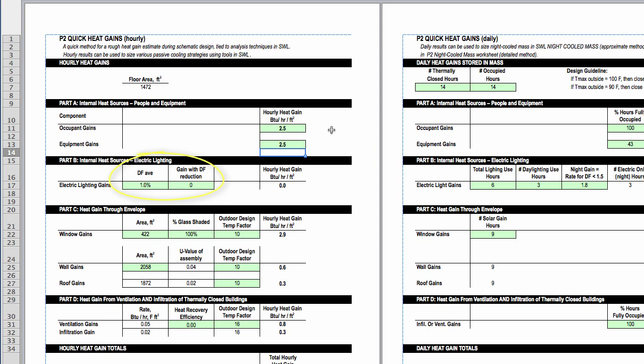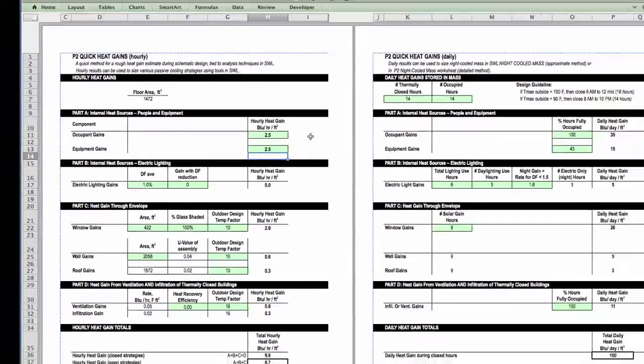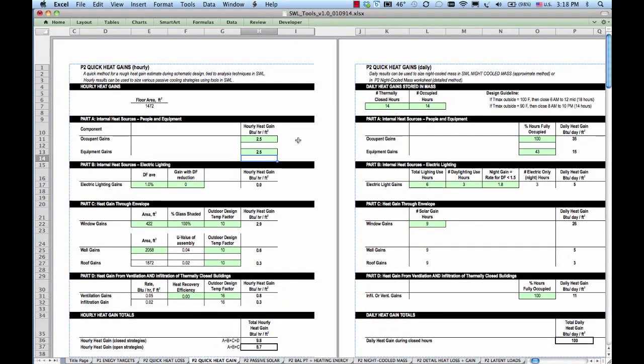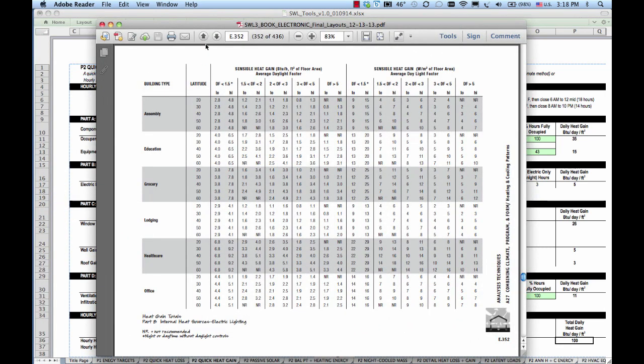So first you have to make an assumption about how much daylighting the building will be designed for. And to do this, we'll consult analysis technique A11, design daylight factor. So back to my Sun, Wind, and Light electronic.